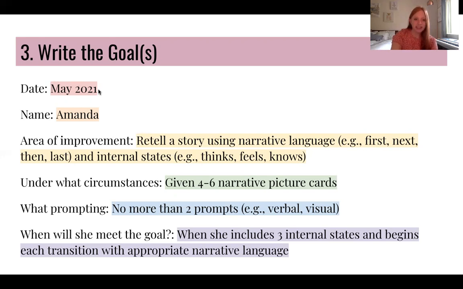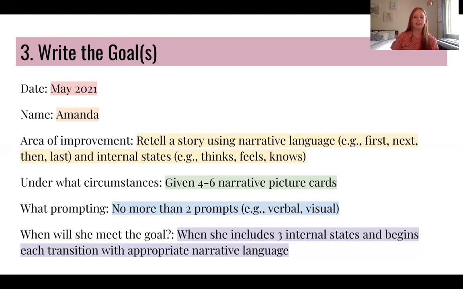So we have the date, we have her name, we have two areas of improvement, and then we need to think about what circumstances we're going to do this. I said because she was assessed this way that I would give her 4 to 6 narrative picture cards. That doesn't mean that you have to only use narrative picture cards in therapy every week. It just means that she has to do it with 4 to 6 narrative picture cards in order to meet her goal, which I'll talk about a little bit on the next slide. But I think that was a clear context and a clear way for her to meet her goal that you can take data on.